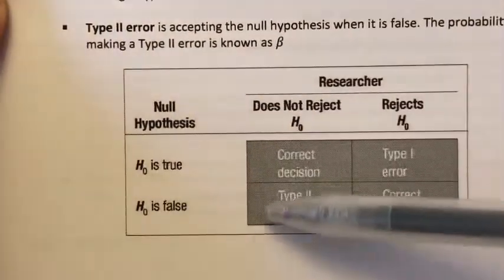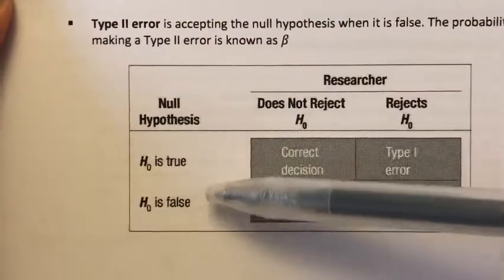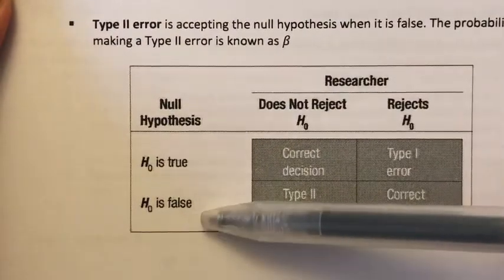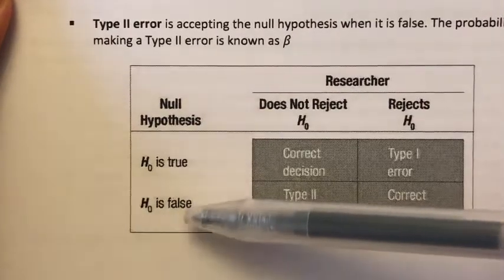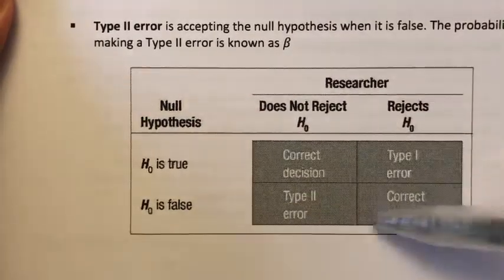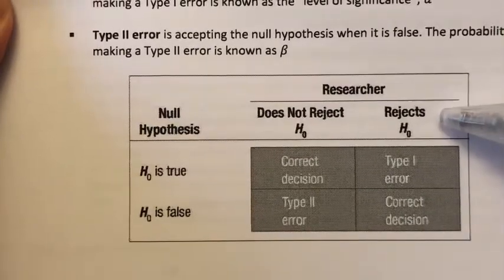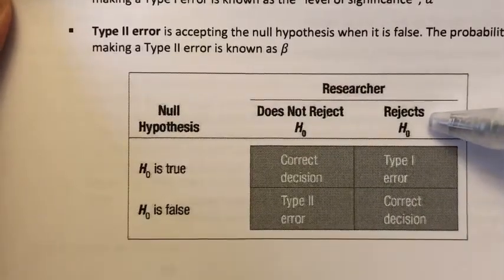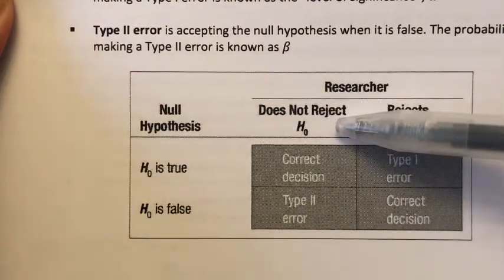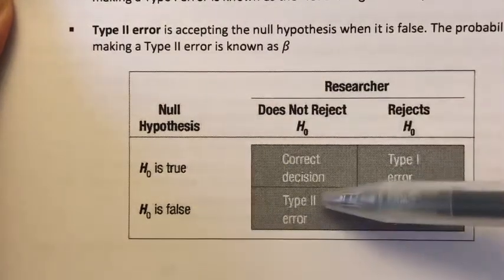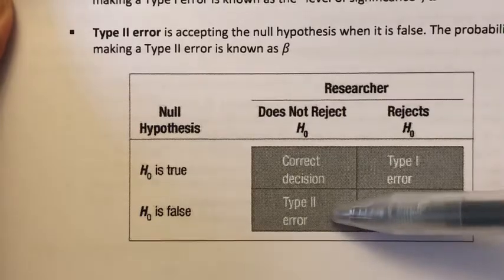Okay, now let's look at another instance. Let's say our null hypothesis is actually false. So by right, if our null hypothesis is false, this should be our correct decision, to reject it. However, we might make a mistake of actually accepting, or not rejecting, a false null. This is called the type 2 error.